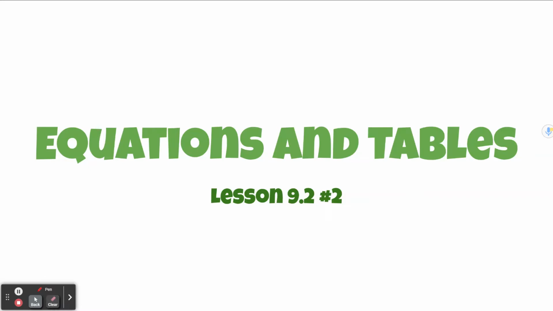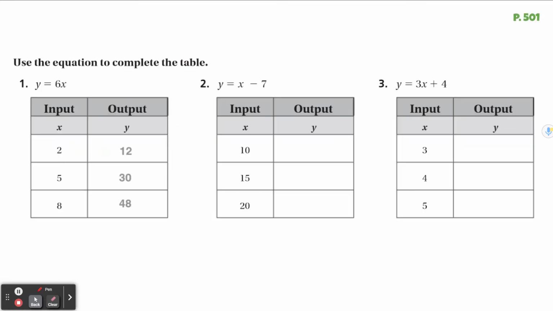Today we are going to be continuing our work on lesson 9.2, which is about equations and tables. You guys started learning about this previously, looking at how we can put equations and tables with inputs and outputs. Today we are going to continue working on some of these. So we want to be on the practice and homework page, which is on page 501. I'm going to give you a second, make sure you guys are open to page 501 in your books.